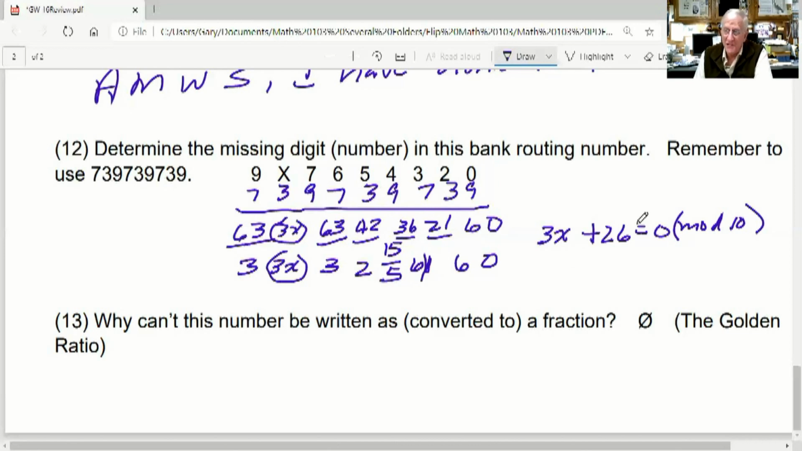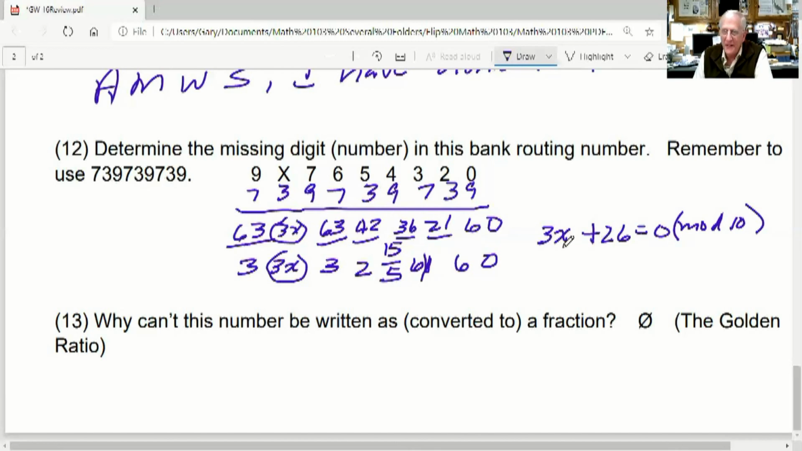Well, as you can see, it's got to end in a 4, right? Because 26 plus 4 would be 30, or 26 plus 14 would be 40, or 26 plus 24 would be 50, ending in 0, right? All those. So x has to end in a 4.